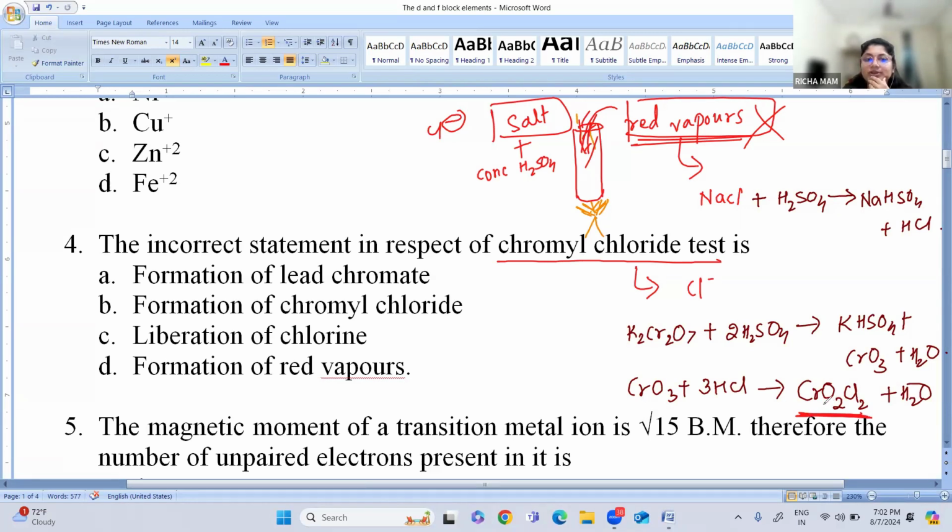Now what are you going to do? You pass those vapors into another test tube, in which you are taking NaOH solution. Whatever vapors are released from this test tube, you pass into that one. Then you shake it, just a shake, because the vapors will be collected at the top. Then this solution will turn yellow. The yellow color means sodium chromate is formed. Na2SO4 is also formed.